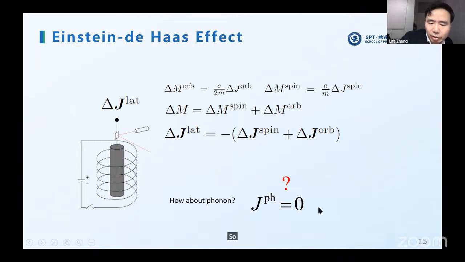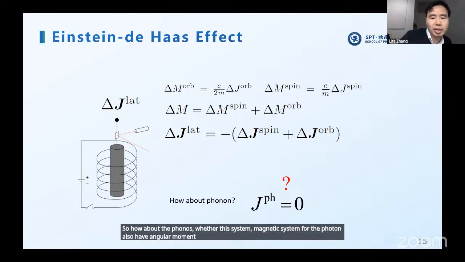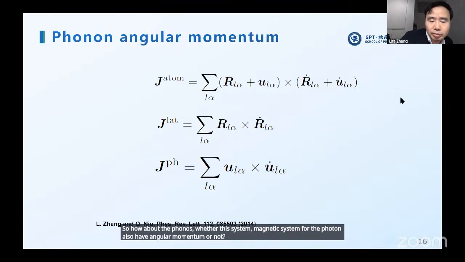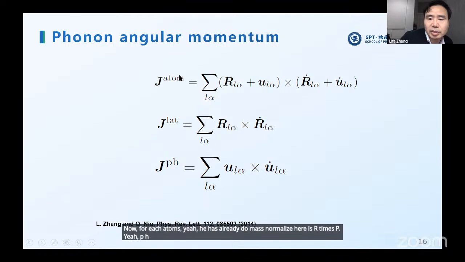So how about the phonons? Does the phonon in this magnetic system also have angular momentum or not? Here we derive the angular momentum for each atom. Here we have already done mass normalization. Here it is R times P. P has mass, but we just ignore this. Maybe we can do mass normalization. It doesn't matter.